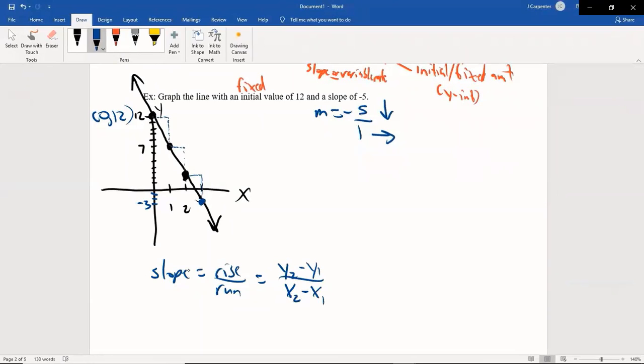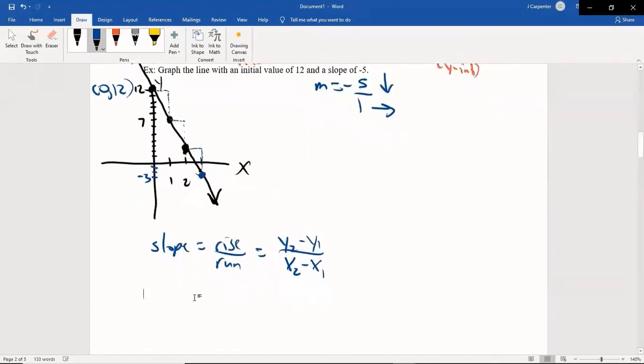You can't do 2 minus 1 in the top and 1 minus 2 in the bottom. You've got to make sure the y values, the heights, are in the top, and the left or right values, which are the x values, in the bottom. All right. So find the slope of a line going through (-1, -5) and (-2, 12). And that's all I'm asking for, not asking for the graph.